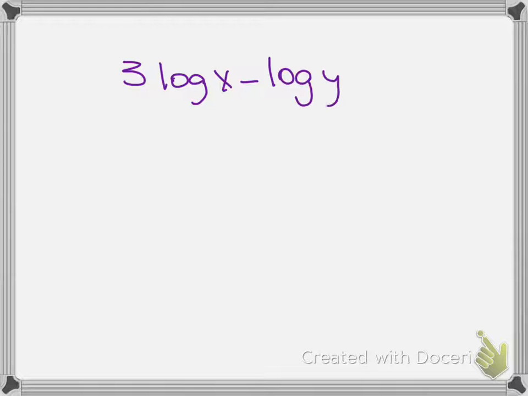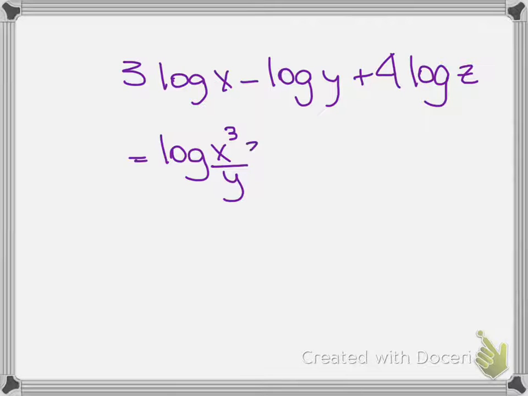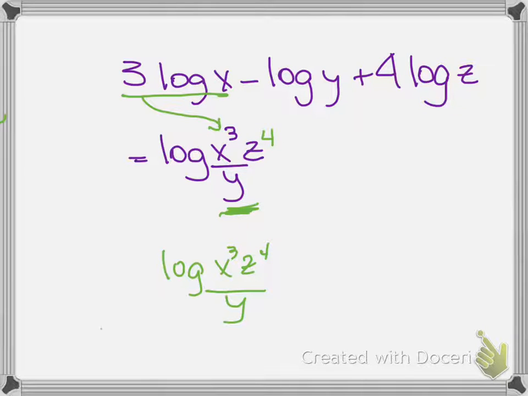Some more examples for you. So here you have the 3 log x minus the log of y plus 4 log z. Notice how the 3 becomes the exponent only for the x. The z has the exponent of the 4, and the y is division because we're subtracting. So your final answer is the log of x to the 3rd, z to the 4th over y.